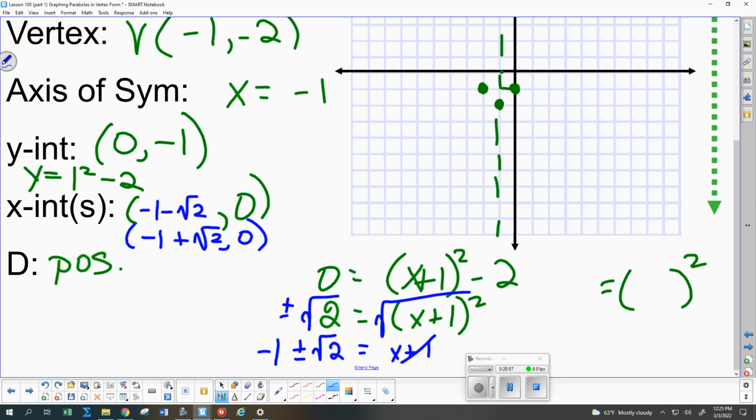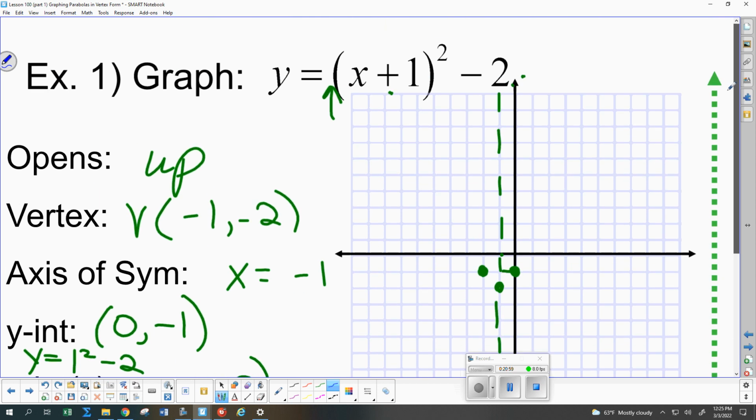I'm going to do an XY table to try to come up with something else. So I have x is -2, x is -1, x is 0 for these. So I can pick something else. I could pick 1. I could pick 2. Don't want to go too far or I'll get something off the grid. But if I pick 2, what's 2 plus 1? 3. And then I need to square that and subtract 2. So what do I get? So I'm going to plot 1, 2, 1, 2, 3, 4, 5, 6, 7.